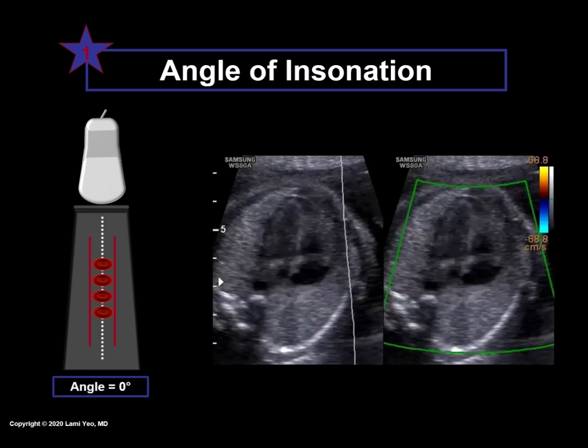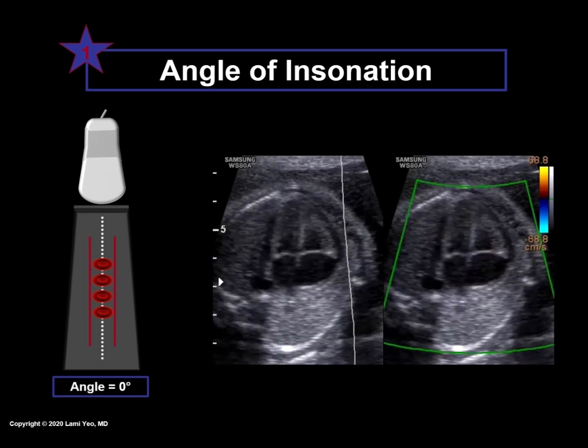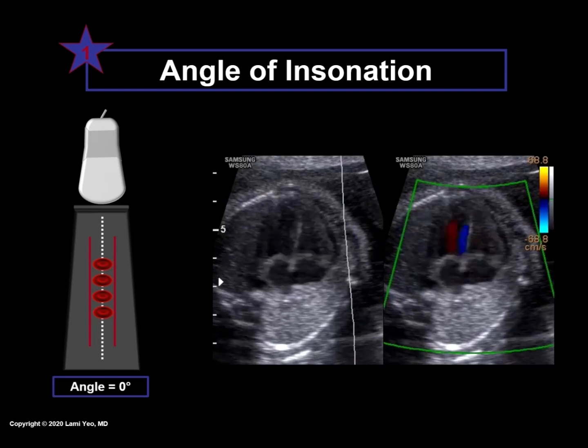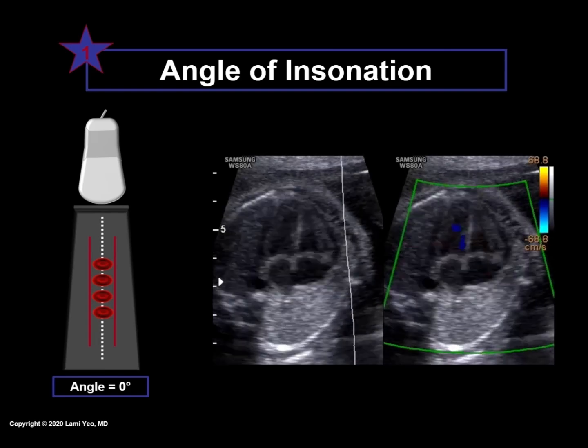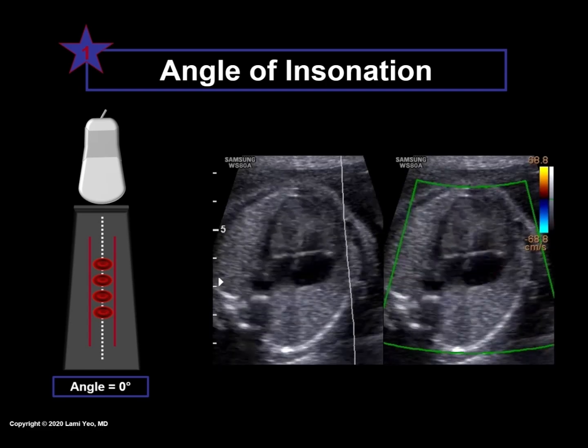Here, color Doppler mapping is applied to the four-chamber view in which the angle of insonation is about 0 degrees. As a result, there is an appropriate color Doppler flow signal represented in red towards the transducer.